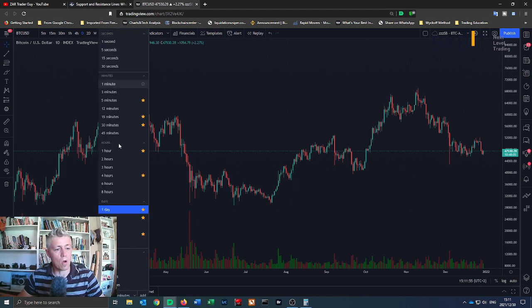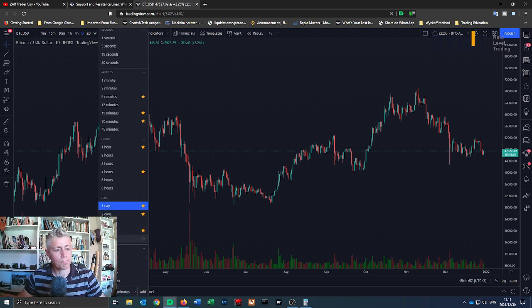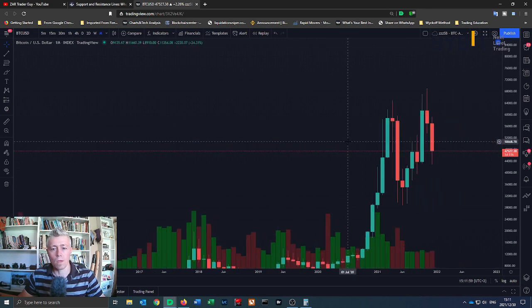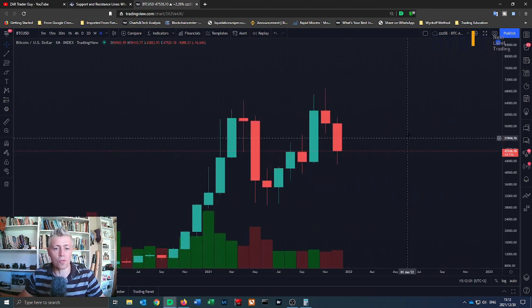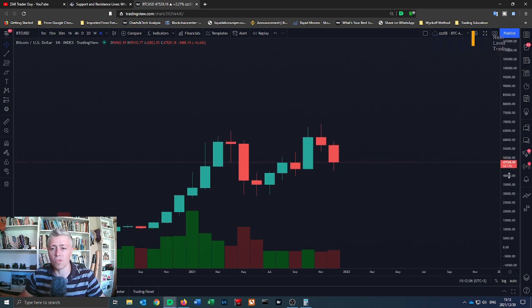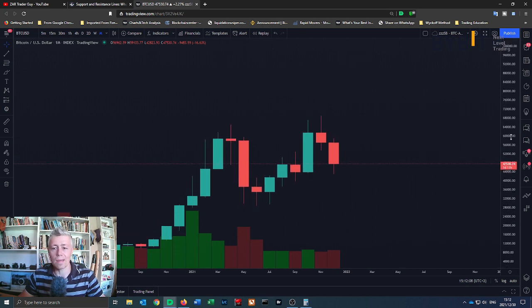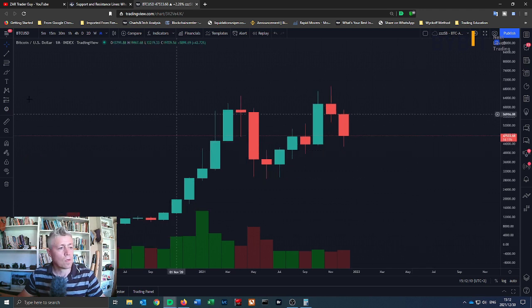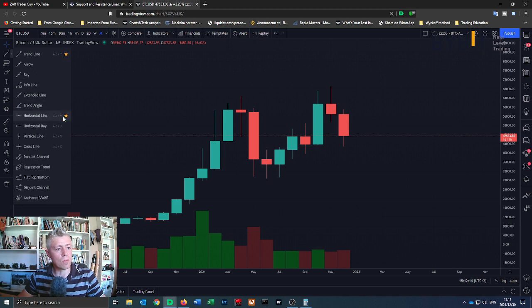So let's start on a monthly time frame. Expand your chart by scrolling your mouse wheel button. You can actually make your candles smaller or bigger by expanding the price area. So first thing you do is go and click on your Trendline Tool. You can select a horizontal line.